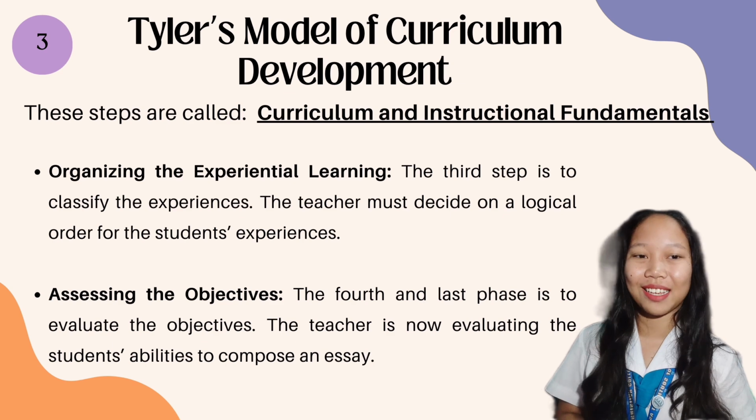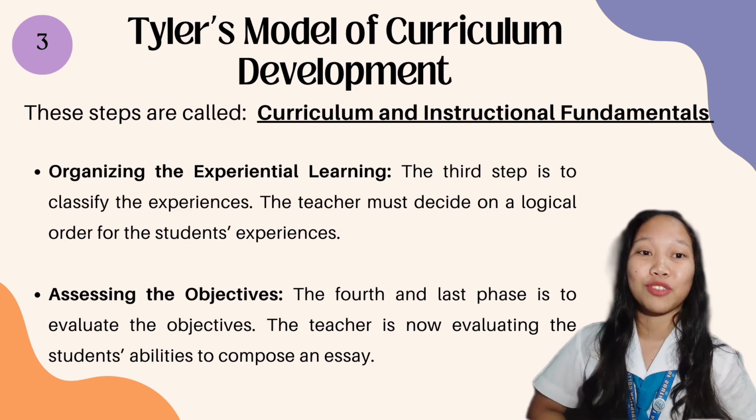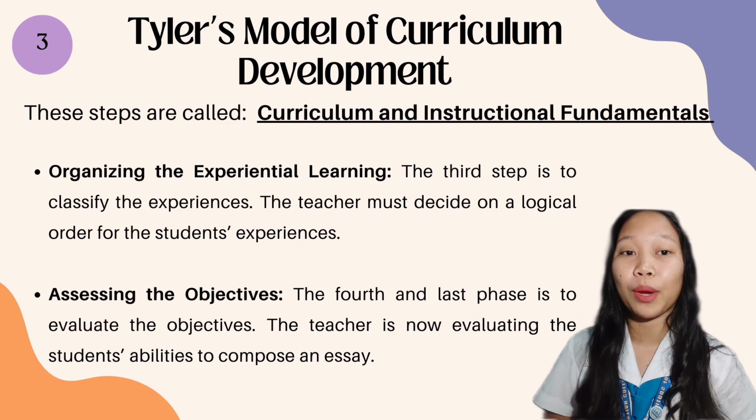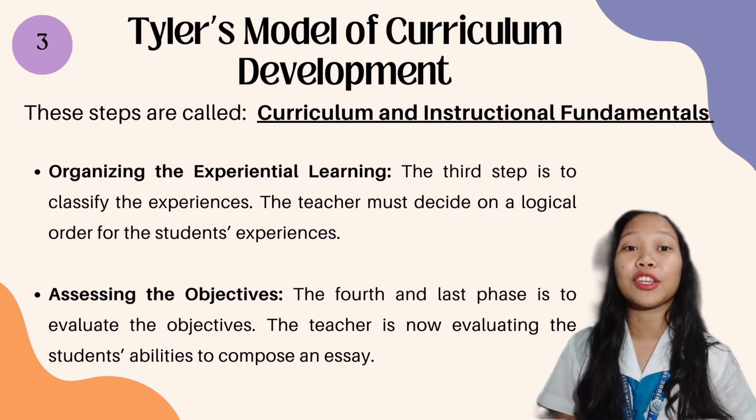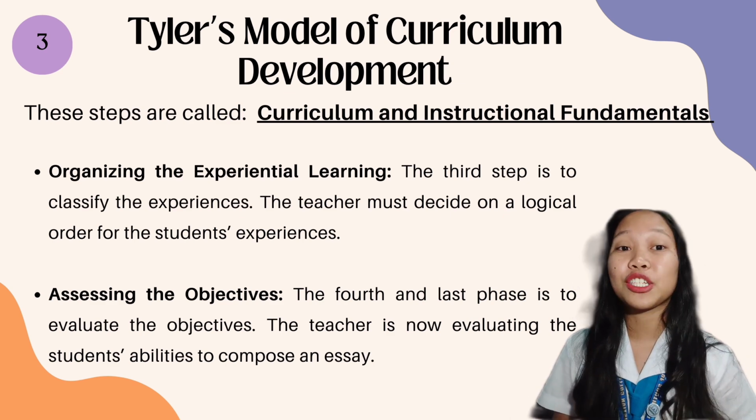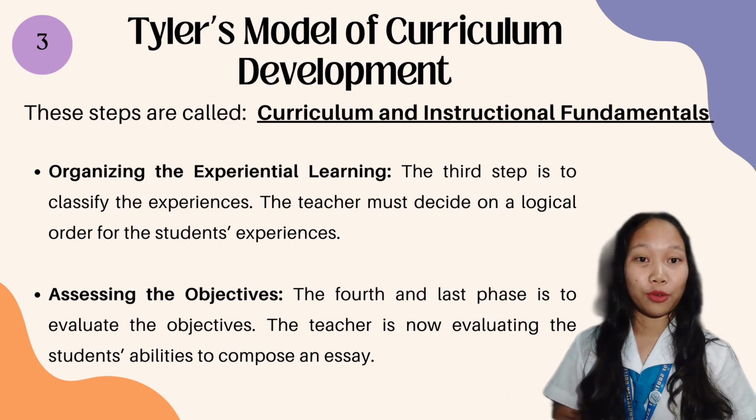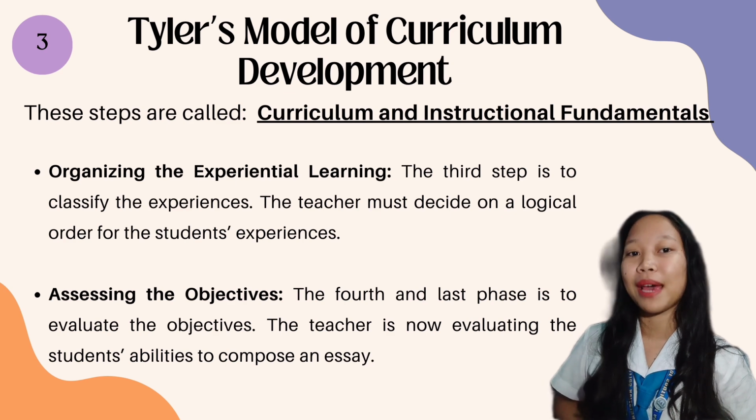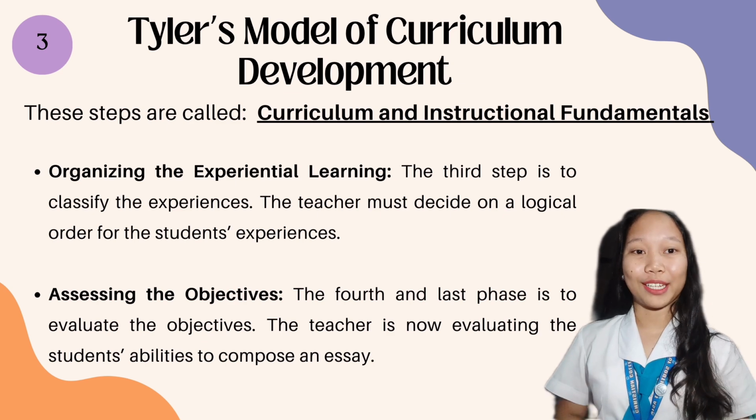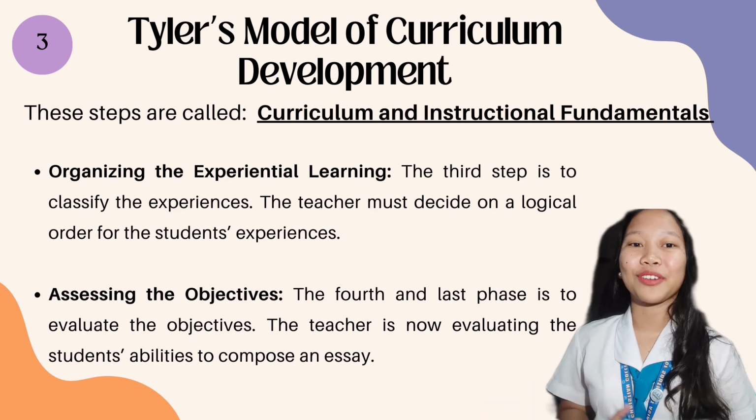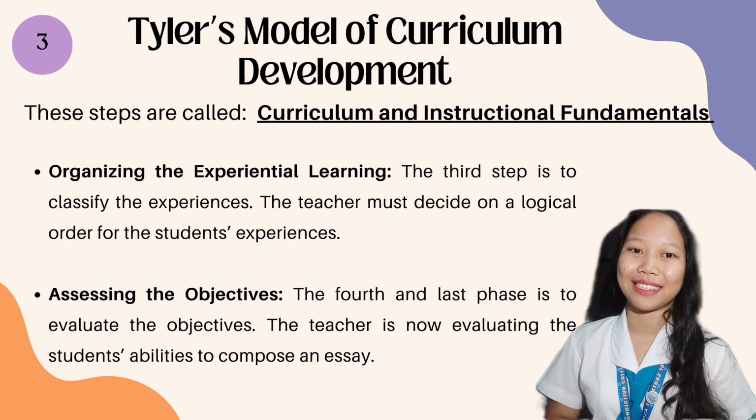Next step is assessing the objectives. The fourth and last phase is to evaluate the objectives. The teacher is now evaluating the students' abilities to compose an essay. This can be accomplished in a variety of ways. For example, the teacher could assign pupils to write an essay on their own. If they are able to do so, it indicates that the students have met the lesson's goal. This model has a few variations. Educators, on the other hand, still widely regard the Tyler model as the most effective paradigm for curriculum development.